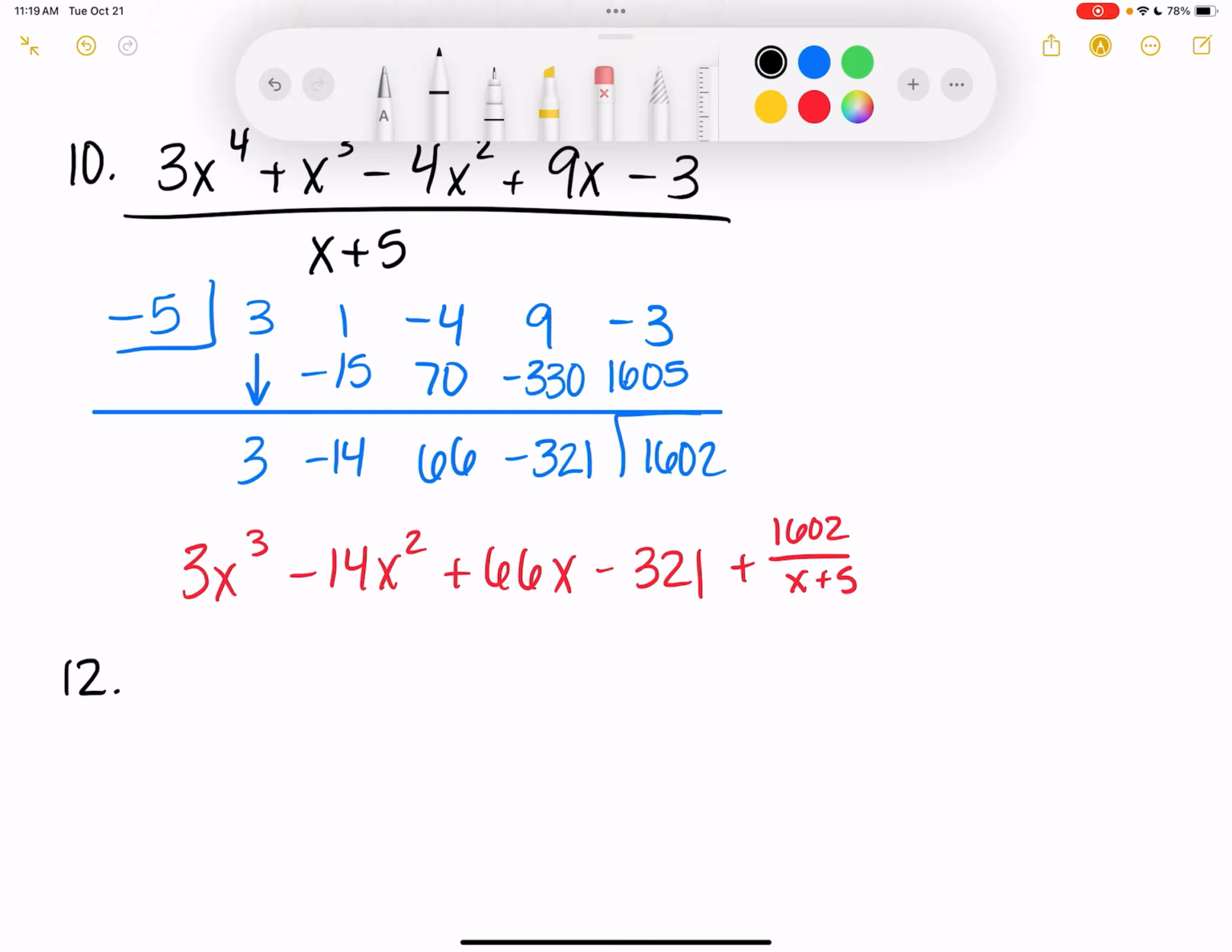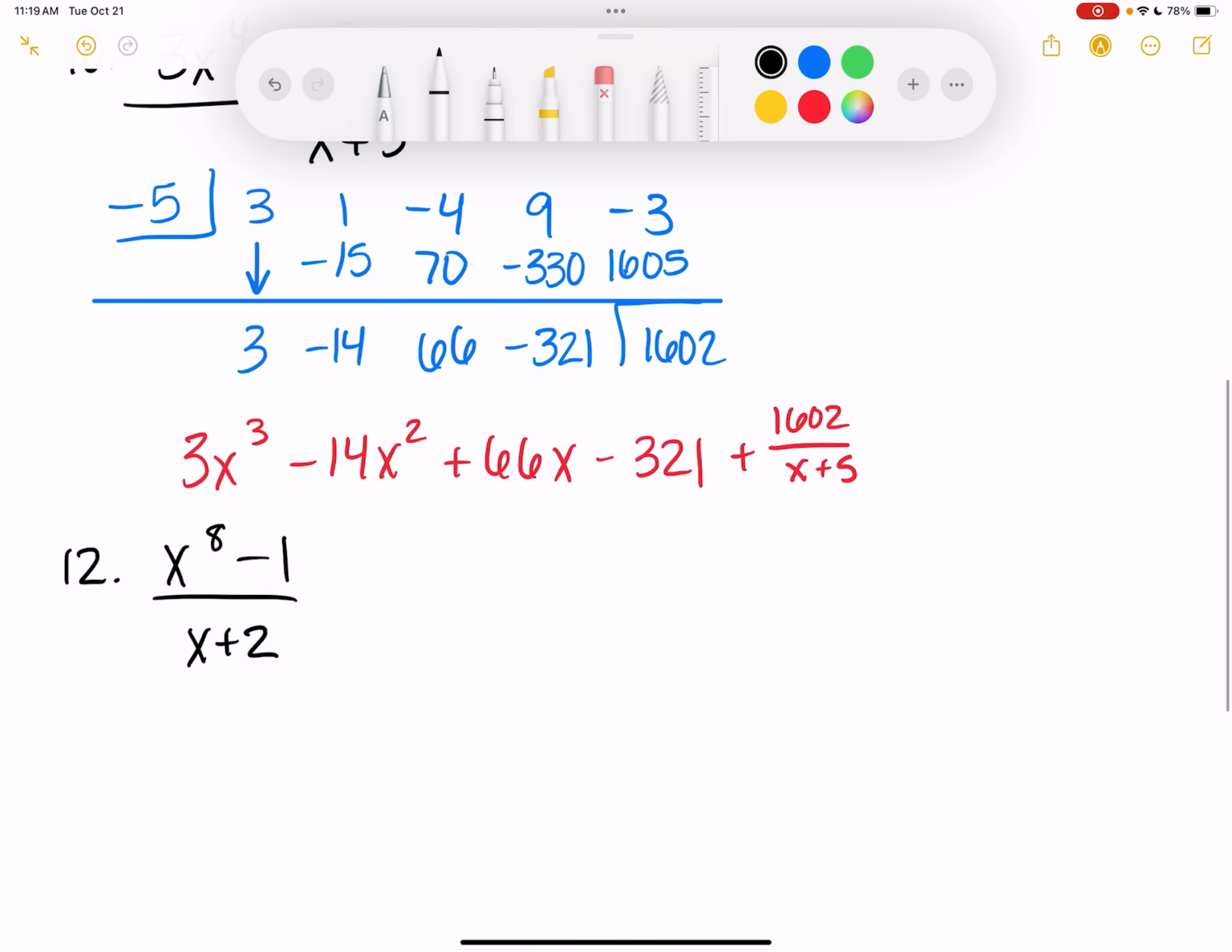Number 12, x to the 8th minus 1 over x plus 2. So what's going to happen with this one? Put zeros. Yep, so I put negative 2 up here in the corner. I start with 1. Now that's x to the 8th. So x to the 7th gets a 0, x to the 6th, x to the 5th, x to the 4th, x cubed, x squared, x all the way to my constant term. So there's 1, 2, 3, 4, 5, 6, 7 zeros in between the 1 and negative 1.